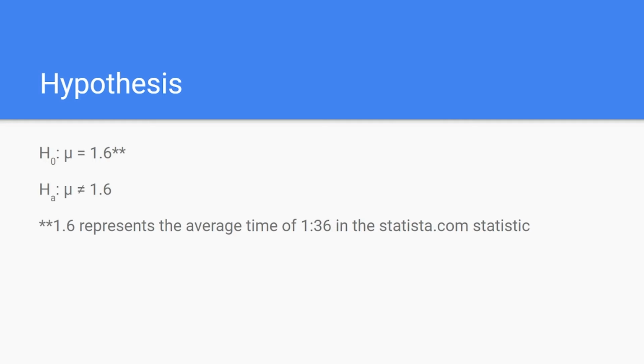For our null hypothesis, we have mu equals 1.6, where 1.6 represents the average time of 1 hour and 36 minutes in the Statista.com statistic for average amount of time played video games per day. Our alternative hypothesis is mu does not equal 1.6. We chose mu to represent our sample mean because our data's characteristic is numerical.